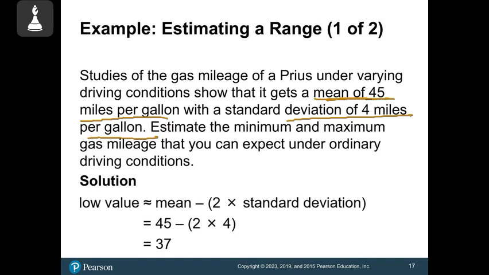To find the low value, we take our mean and go back standard deviations. Our mean is 45, and we want to go back 4 miles twice. So we take 45 minus 4 twice, or 45 minus 8, and we could expect on the low side to get 37 miles per gallon.